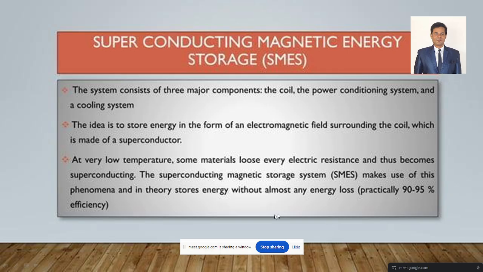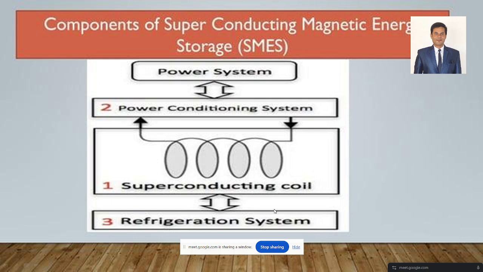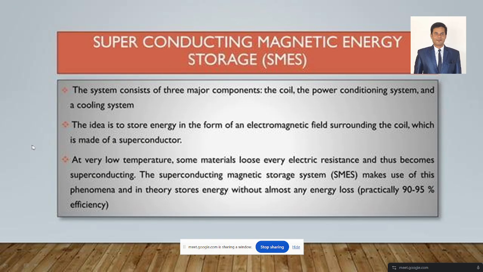So here you can see the different systems we have: the power conditioning system, the superconducting coil, and the refrigeration or cooling system, right? Our idea is to store the energy in the form of an electromagnetic field. It is just like how you store energy in inductors: we store the energy in the form of magnetic fields.